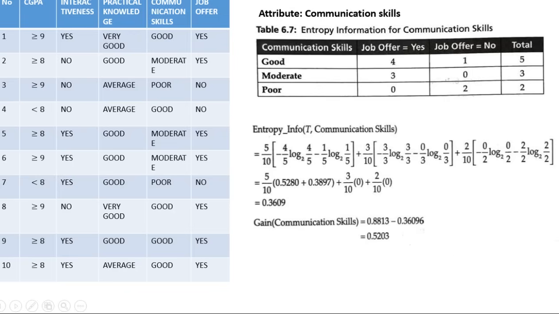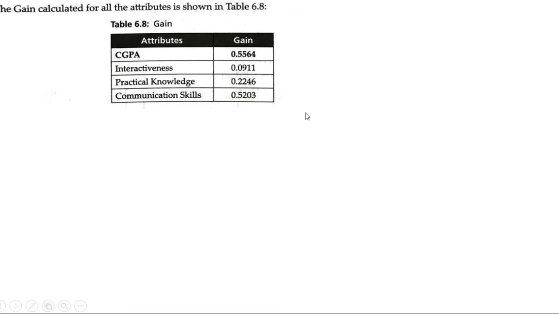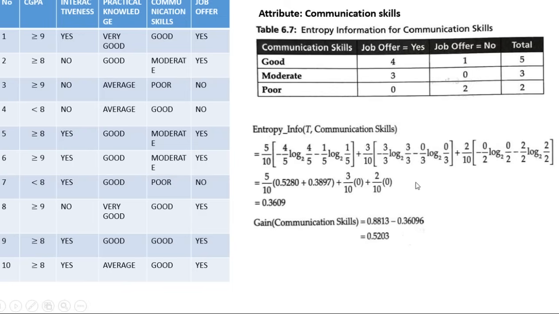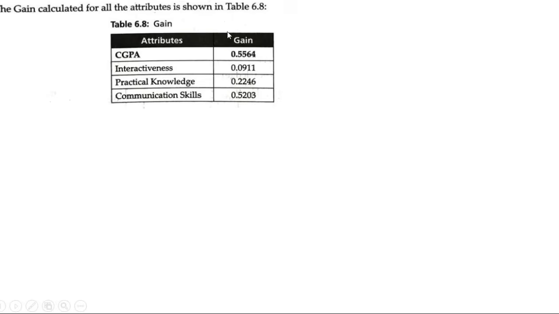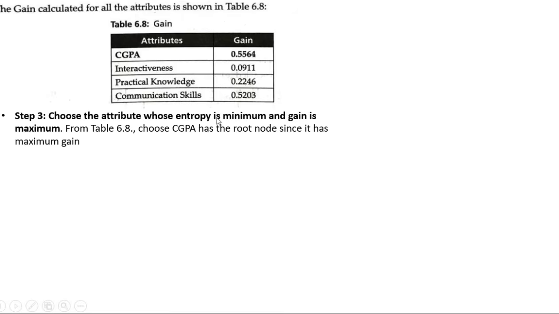Now after finding the entropy information and information gain for all 4 attributes, summarize all of them here. Either you can write entropy or you can write gain. I have just written gain here. So the gain for all the 4 attributes which I calculated in the last few slides is listed here. This is the gain for each attribute. Now based upon this, whichever attribute has minimum entropy or maximum gain will be chosen as the best attribute.